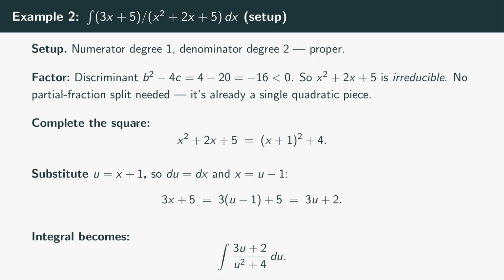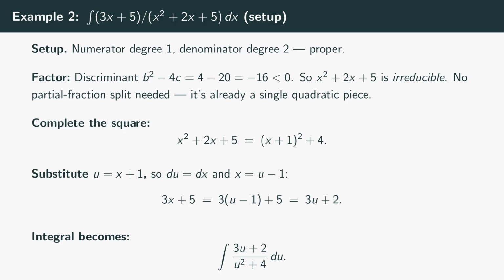Complete the square. x squared plus 2x plus 5 equals the quantity x plus 1 squared plus 4. The denominator is now a shifted version of u squared plus 4. Substitute u equals x plus 1. Then du equals dx and x equals u minus 1.